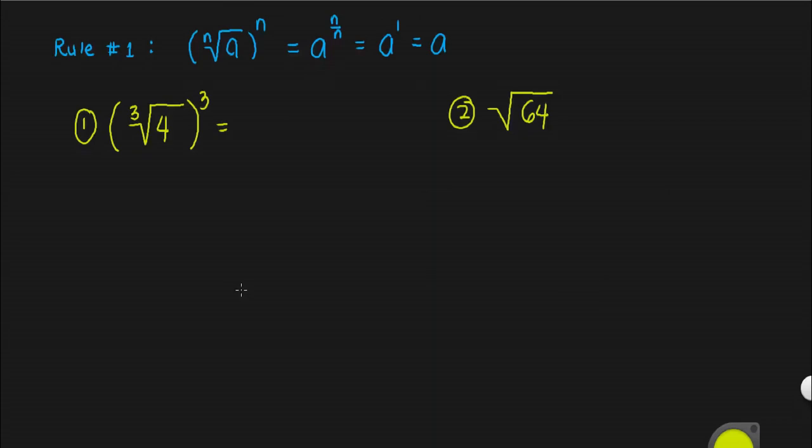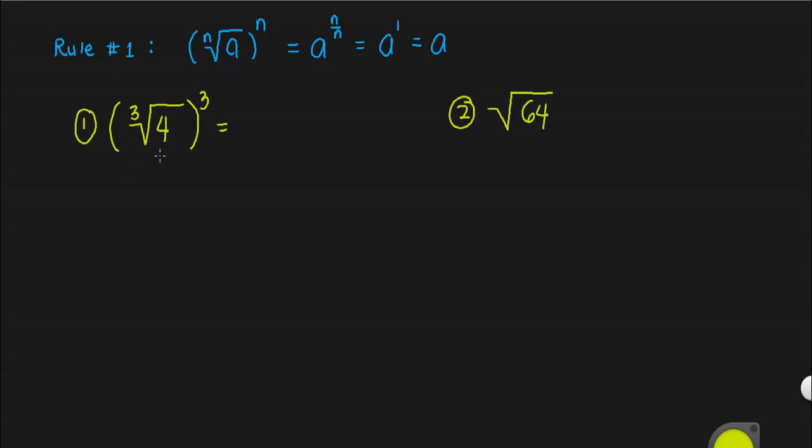For our first rule, we have the nth root of a raised to n equals a raised to n over n, where n is the exponent, so magiging numerator siya. Yung n na index dito, magiging denominator, and that is also equal to a raised to 1, where n over n is 1, and that is a only, okay? So, we follow the rule in the first example.